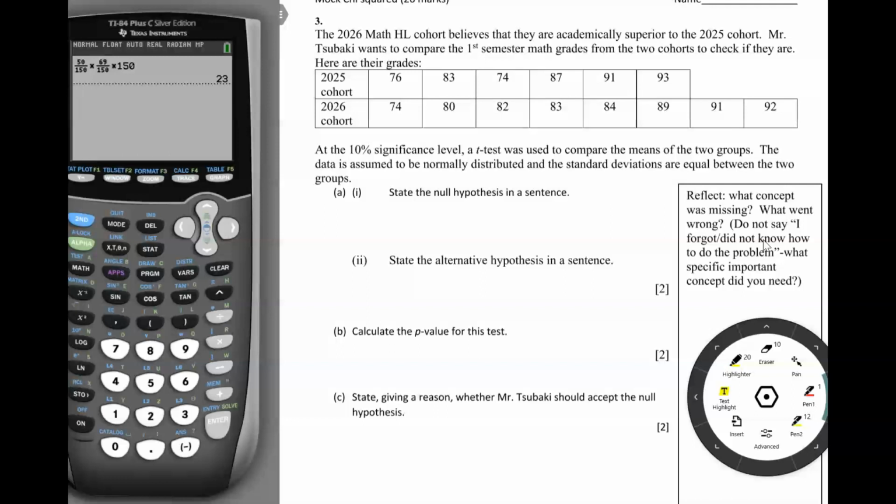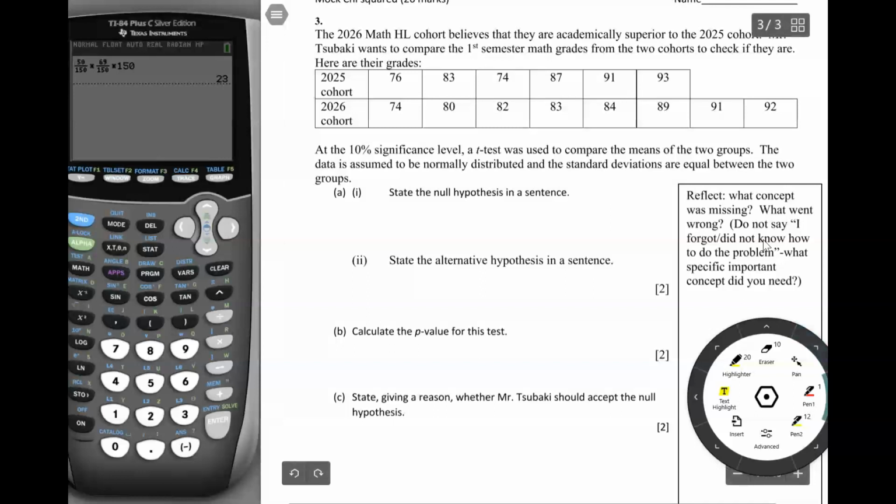The null hypothesis for the t-test is always that the mean for group 1 and the mean for group 2 are equal. So I'm going to put here that the null hypothesis is that the group 1 mean, or the 2025 cohort mean, is equal to the 2026 mean.